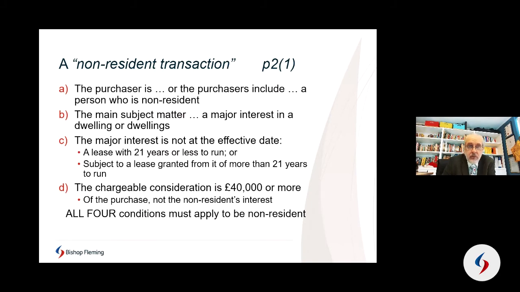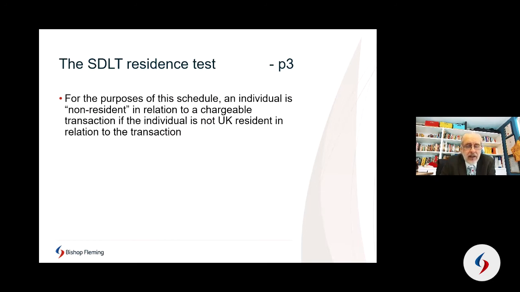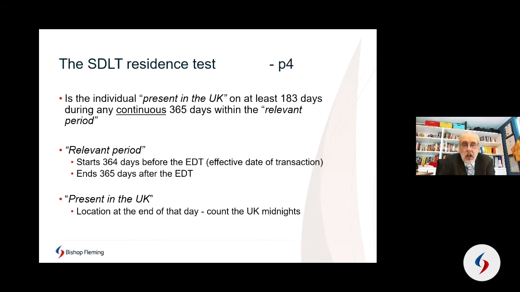Now, the first question on that list was a person who is non-resident. What does that mean? Well, before that, I forgot, we've got this little paragraph 3 in here. I had to put this in. It's barking. Let me read it out. For the purposes of this schedule, an individual is non-resident in relation to a chargeable transaction if the individual is not UK resident in relation to the transaction. What does that mean? It's nonsense. Let's move on. Now, we do not look at the statutory residence test. We're not deciding whether someone is resident for income tax, capital gains tax or inheritance tax purposes. We're looking at stamp duty land tax alone.